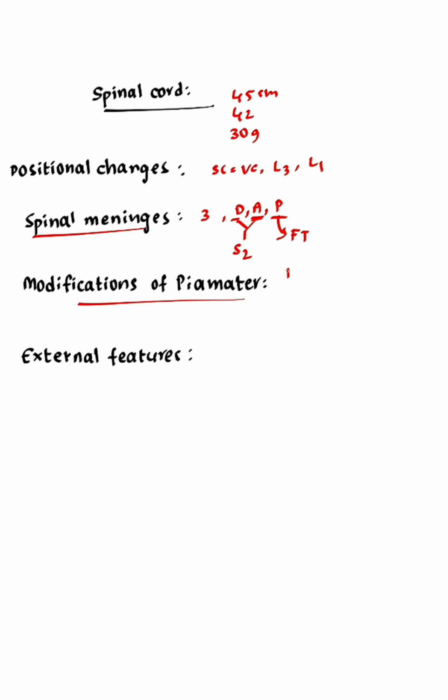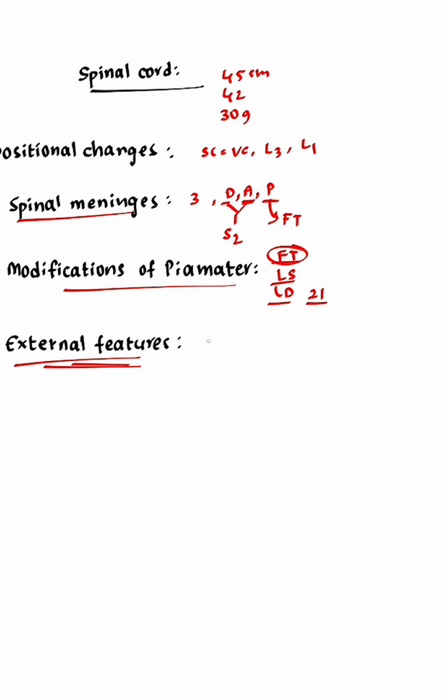Modifications of pia mater: filum terminale, linea splendens, ligamentum denticulatum. Filum terminale consists of two parts: filum terminale internum within the dural sac, and filum terminale externum outside the dural sac. It is about 20 centimeters in length. Linea splendens is a thickening present near anterior median fissure. It is seen in lower part of the spinal cord. Ligamentum denticulatum: these are 21 pairs of tooth-like processes. They are present in between the exits of roots of adjacent spinal nerves. They pierce the arachnoid mater and attach to inner surface of dura mater.